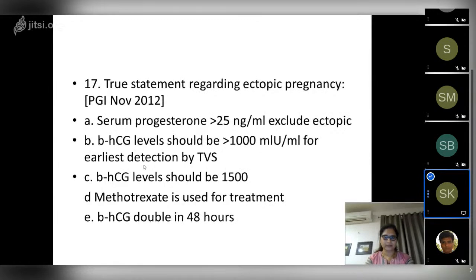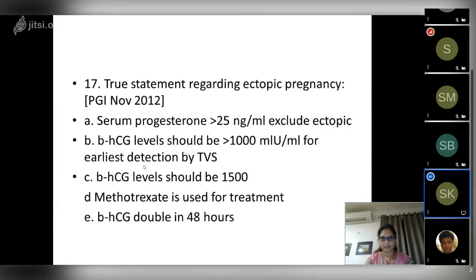A, serum progesterone levels more than 25 nanograms per ml excludes ectopic. Is it true or false? What is the normal serum progesterone level in a normal pregnancy? Greater than 25 nanograms. Yeah, in a normal pregnancy the serum progesterone level should be more than 25 nanograms. So if it is more than 25 nanograms, it definitely excludes ectopic pregnancy. That is an abnormal pregnancy, is it not? So the first statement, A, is the right answer for this one.